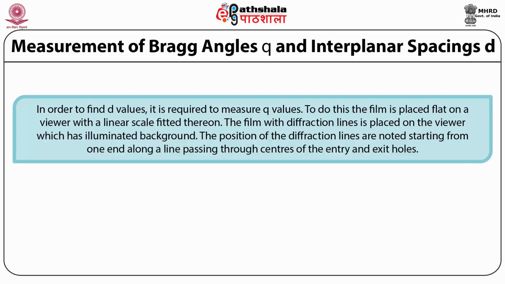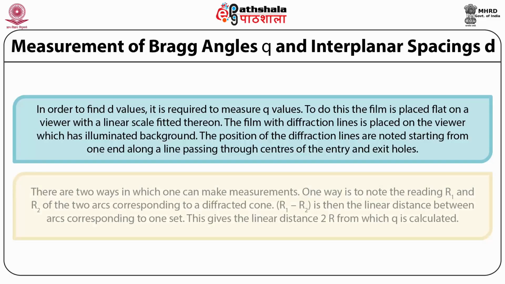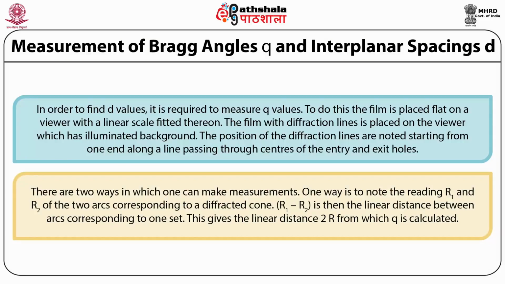The positions of the diffraction lines are noted starting from one end, along a line passing through the centers of the entry and exit holes. There are two ways in which one can make measurements. One way is to note the readings R1 and R2 of the two arcs corresponding to a diffracted cone. R1 minus R2 is then the linear distance between arcs corresponding to one set. This gives the linear distance 2r, from which theta is calculated.